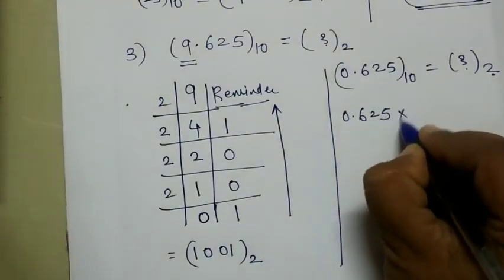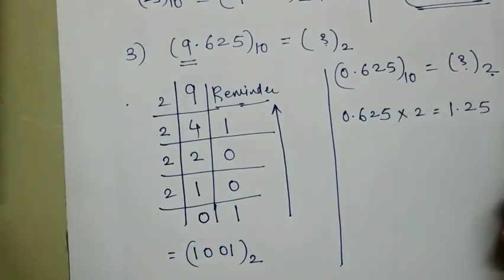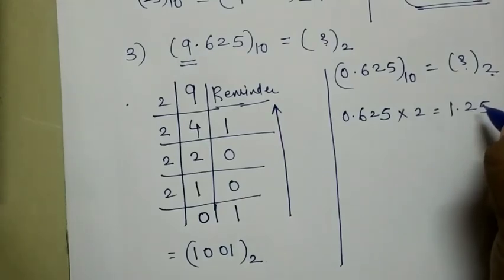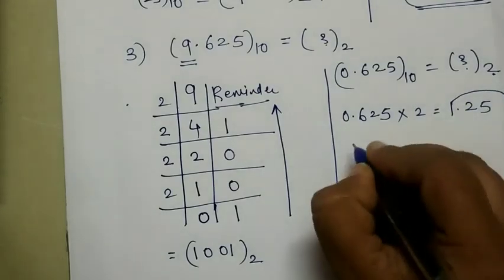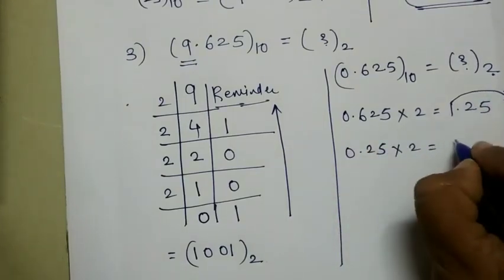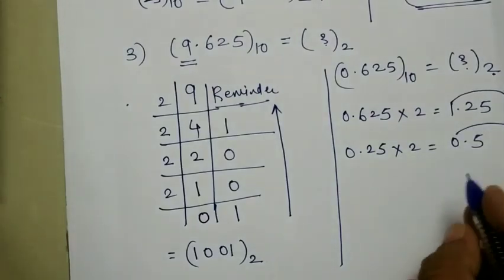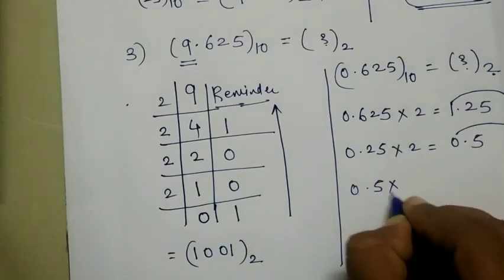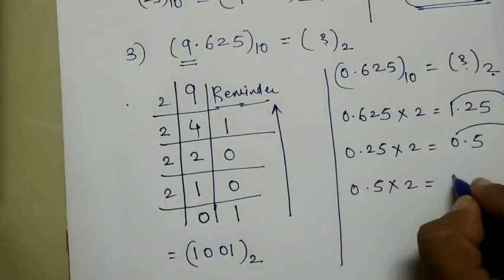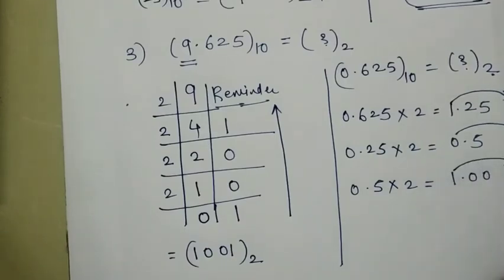0.625 into 2. The multiplication comes to 1.25. What we have to do is take the integer part as a carry. So we have considered 1 here. Now the fractional part is 0.25. Again multiplied by 2. What is the answer? 0.5. So this 0 is considered as a carry. So forward here. 0.5 into 2. Now the multiplication answer is 1.00. Right? So this 1 is a carry.